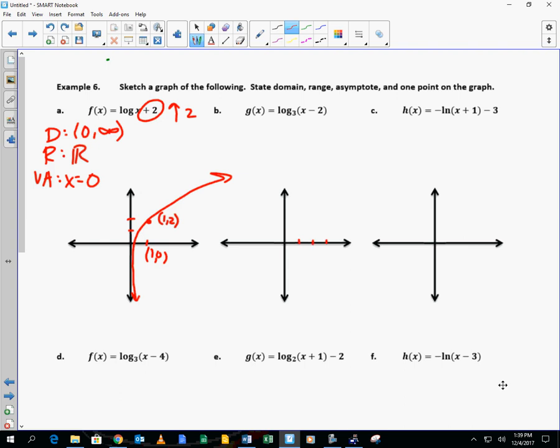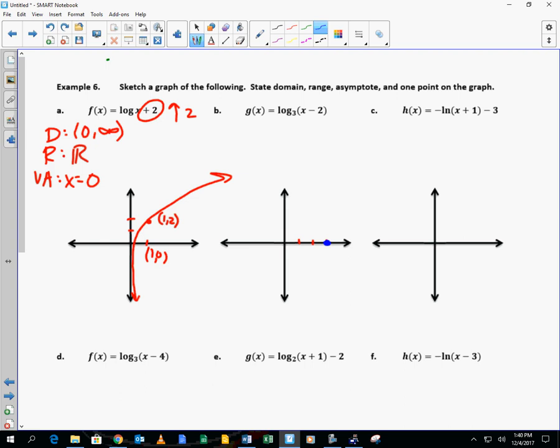Right 2 units. So if it used to pass through 1, 0, what's it going to pass through now? 3, 0. So it used to pass through 1, 0. It shifted to the right 2. So if I move 1, 0, 2 units to the right, that's going to be 3, 0.